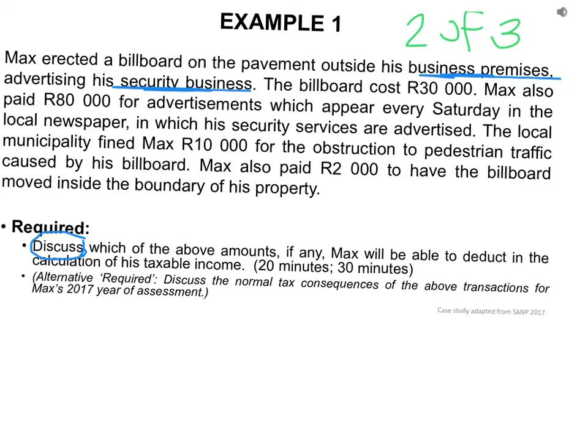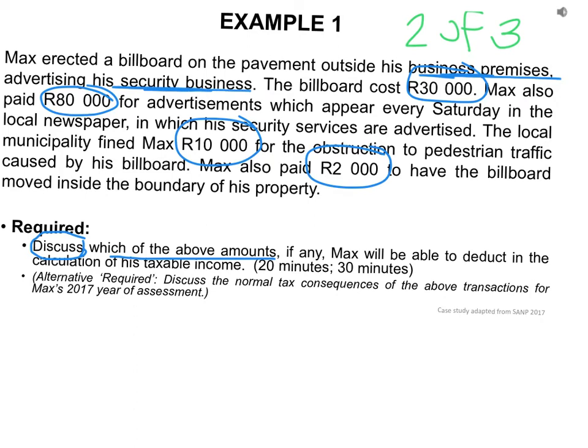Right? Discuss what? Which of the above amounts? Now which amounts are we dealing with? We've got a billboard of 30,000 Rand, we've got 80,000 Rand for advertisements, we've got a fine of 10,000, and we've got moving costs for the billboard of 2,000 Rand. So you have to deal with all of those amounts in your answer.